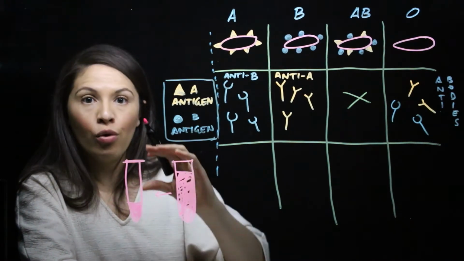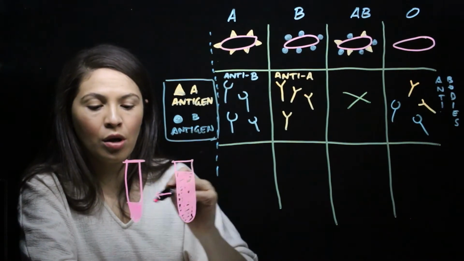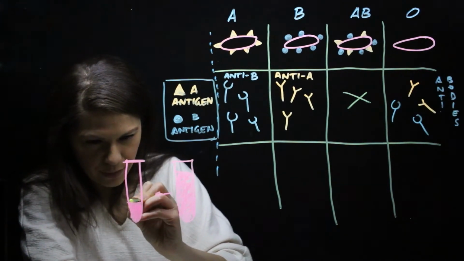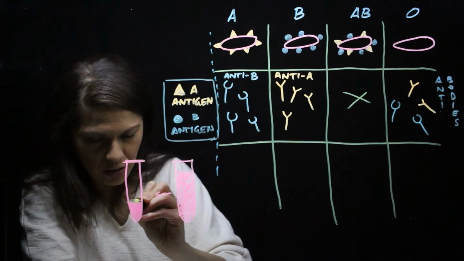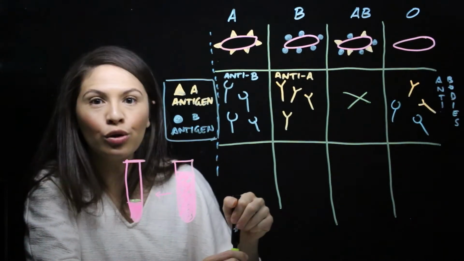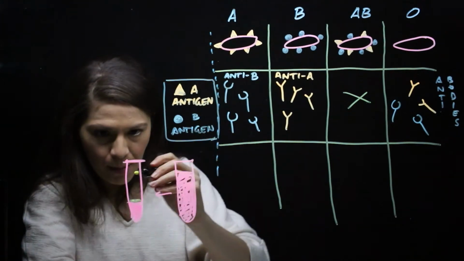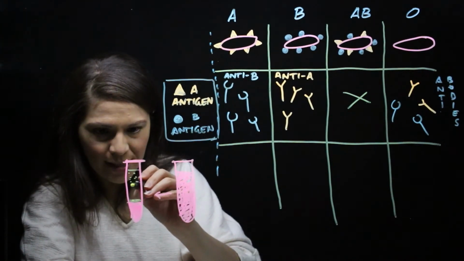So you have your red blood cells going to the bottom. Sitting on top of that layer, you'll have something called your buffy coat. And this is going to include your white blood cells and your platelets. And then above that will be your plasma.